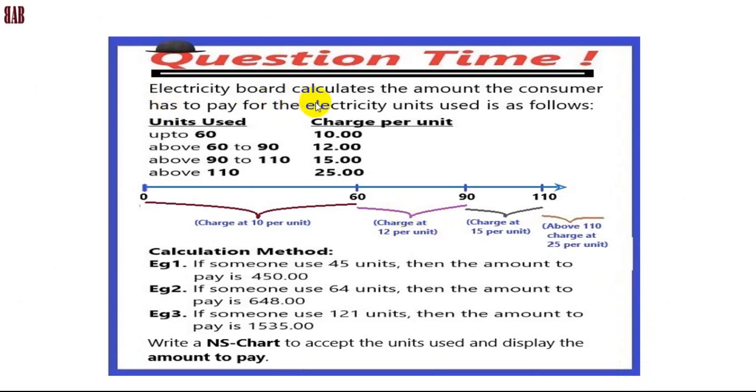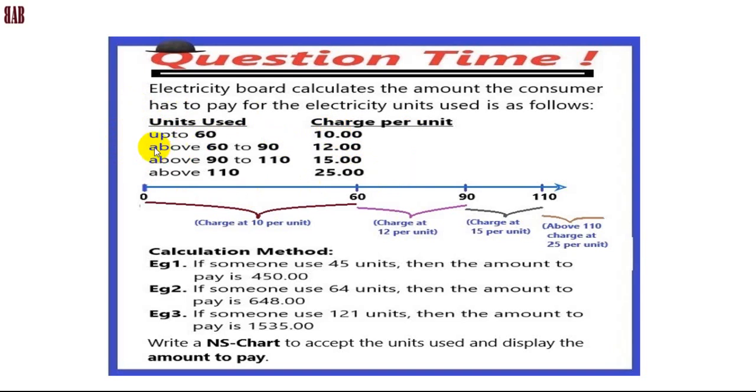Here, an electricity board calculates the amount the consumer has to pay for the units used by them. Each customer will be using electricity, which is calculated in units, and based on those units the calculation has to be done. Here we are given how the electricity board is going to calculate. If the user uses any electricity up to 60 units, he will be charged at 10 rupees or $10 or whatever, 10 per unit.